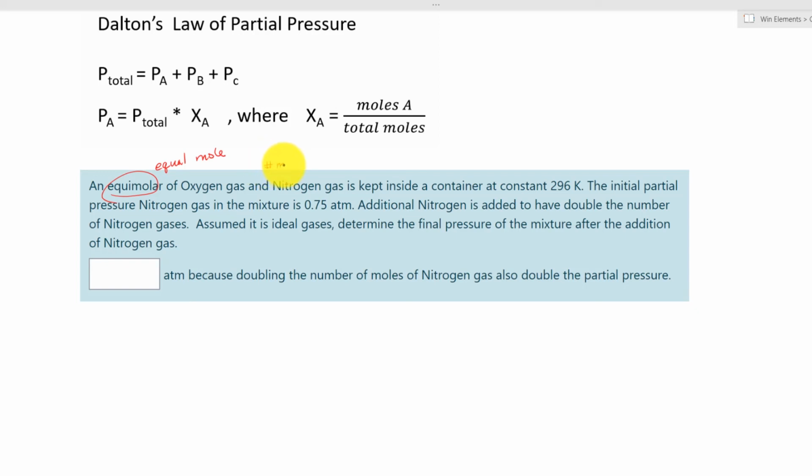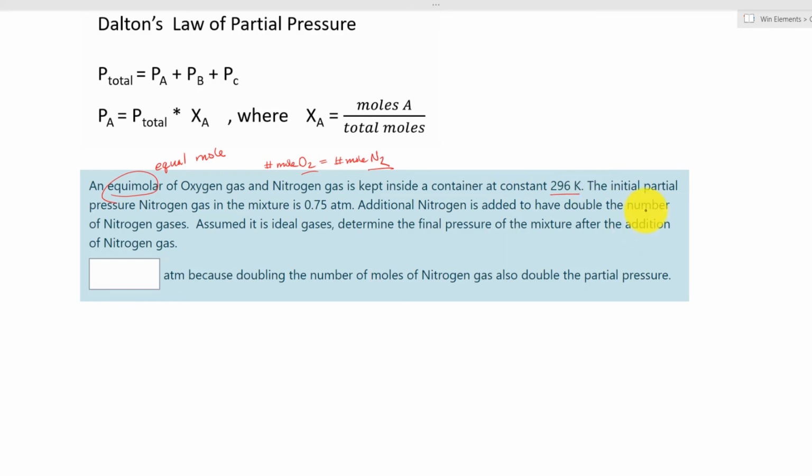So the number of moles of O2 is equal to the number of moles of N2 right there. Or you can just put O and N, doesn't really matter. But the best one is, of course, N2 and O2. We know that because oxygen and nitrogen exist as diatomic molecules. Now the mixture of these two gas at equal molar, which means they have the same number of moles, in a container at 296 Kelvin, okay?